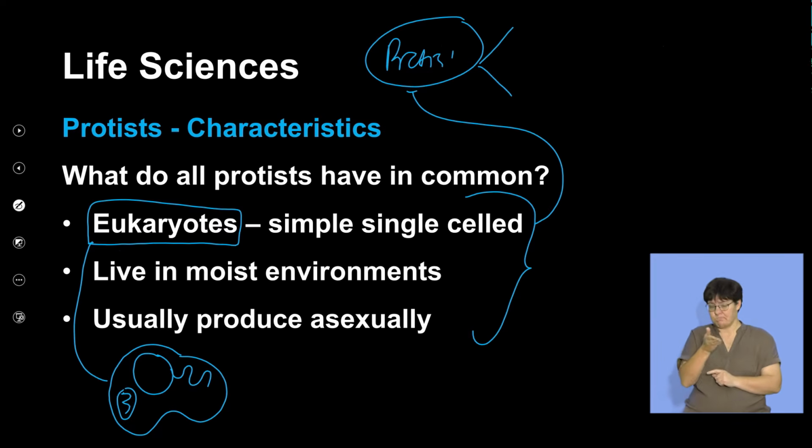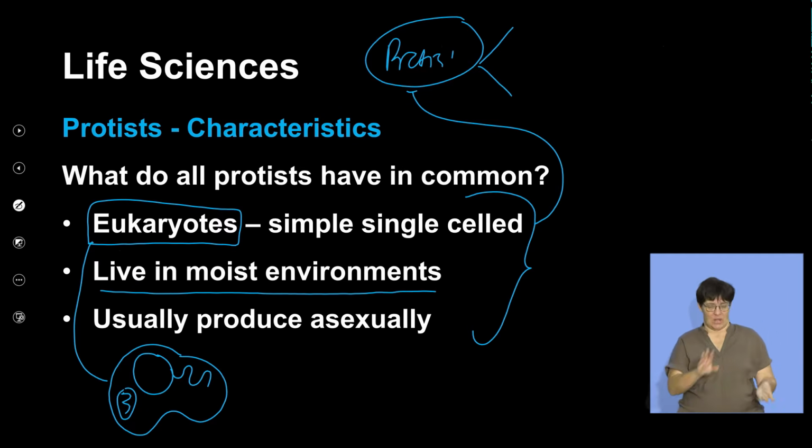Protists still live in an aquatic medium. They can't survive where it's dry, so they usually live in water. And like the bacteria, they also can reproduce asexually. That means they don't need a male and we don't need a female. So what are these two divisions that we're talking about over here?